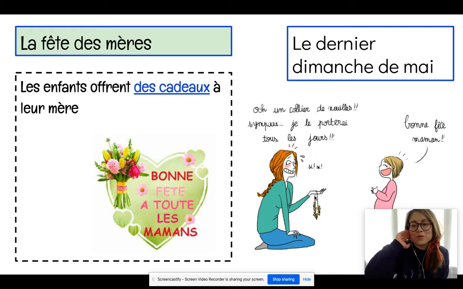You know how when you're in school, when you're little, you make all these gifts out of popsicle sticks, macaroni, the macaroni frame. There's all kinds of classic mom gifts. She says, Bonne fête, maman, like Happy Mother's Day.